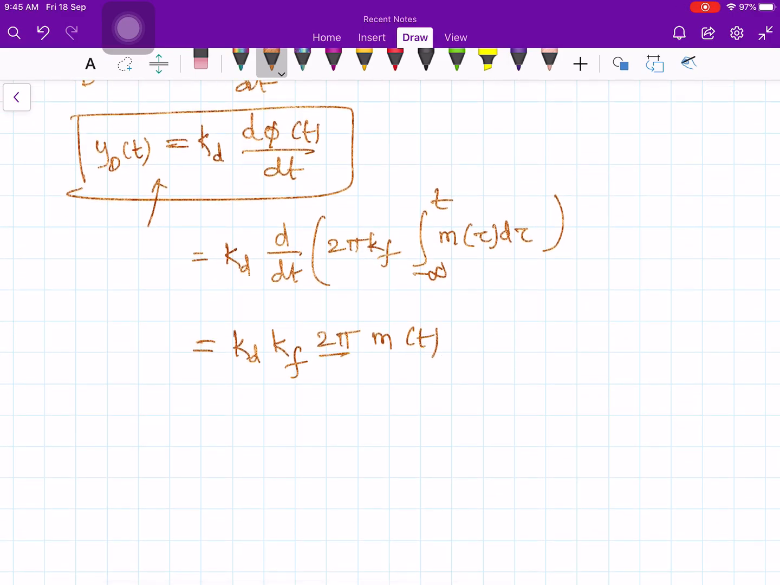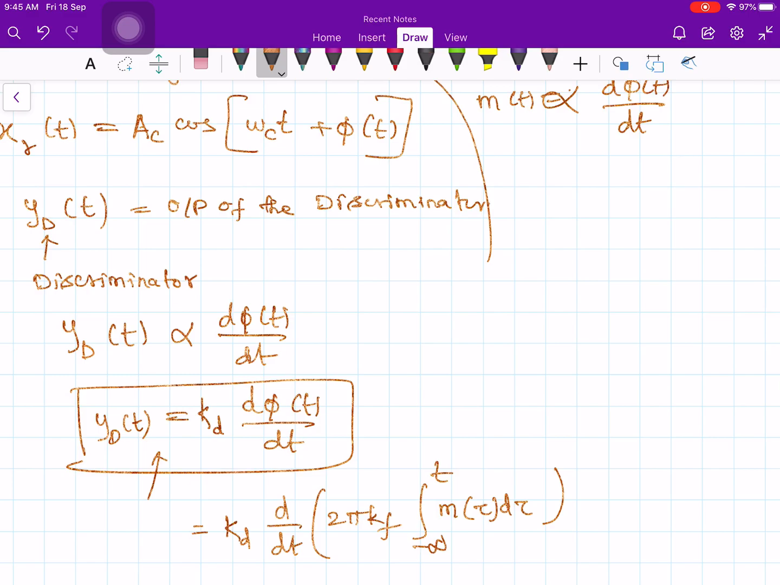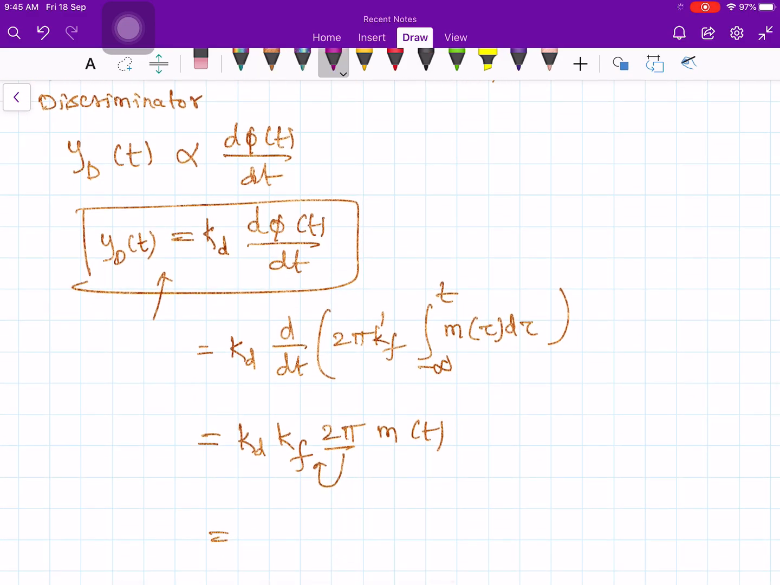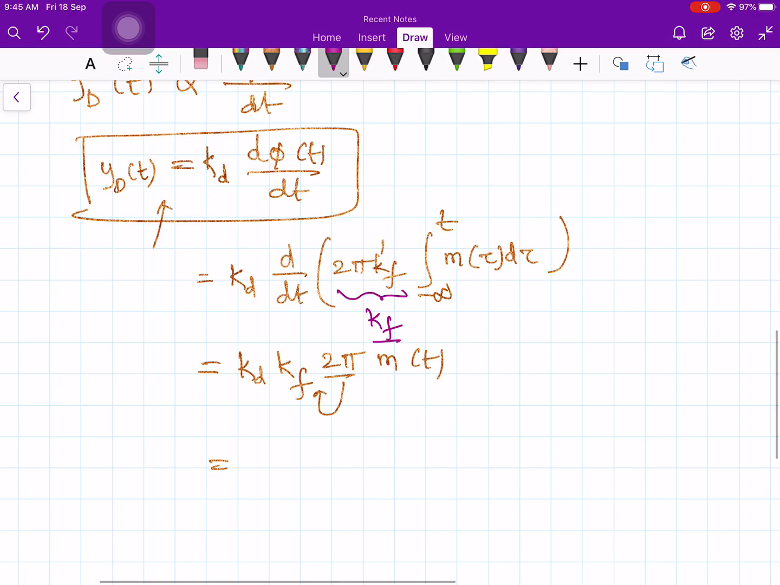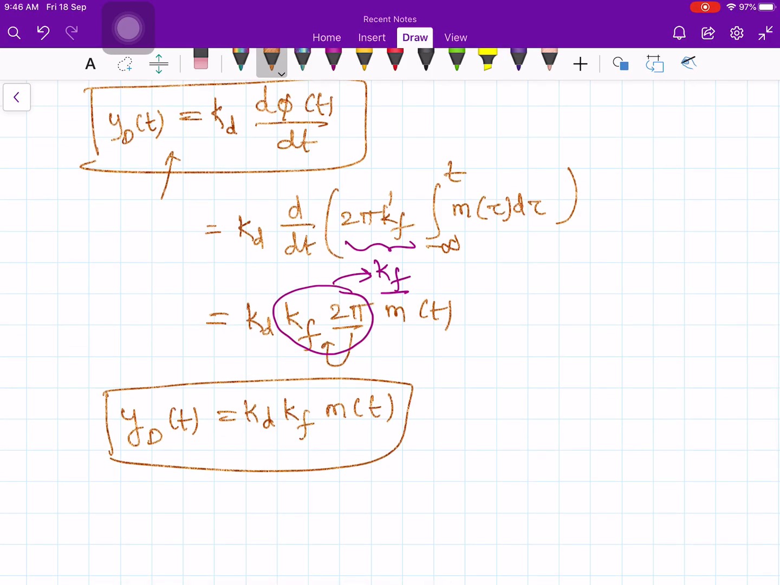Let me put some constant: this is k_f dash, and 2 pi times k_f dash is equal to k_f. So the whole thing is k_d times k_f times m(t). This is my discriminator output. This is what you want, that is, you want output proportional to the message signal. You want to get your message signal back after demodulation.